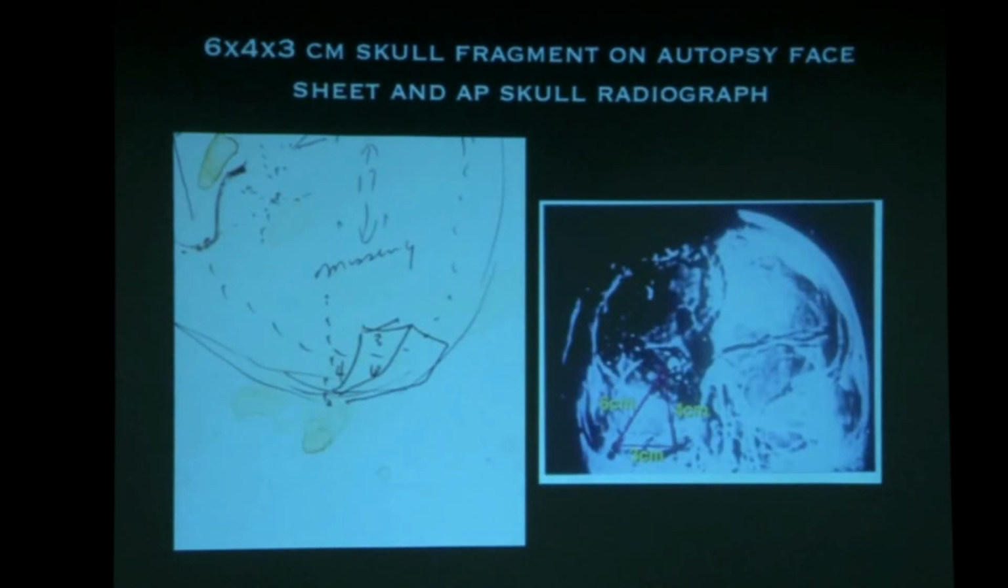In fact, Dr. Boswell diagrammed a piece of the right occipital bone the night of the autopsy. Here in his notes, he has a 6 by 4 by 3 centimeter fragment in the right occipital bone. He held this fragment in his hand the night of the autopsy and measured it and noted its origin, orientation, and dimensions. This is verified by the x-rays. We can see this fragment on the AP skull x-ray. It has the same position, orientation, and dimensions.